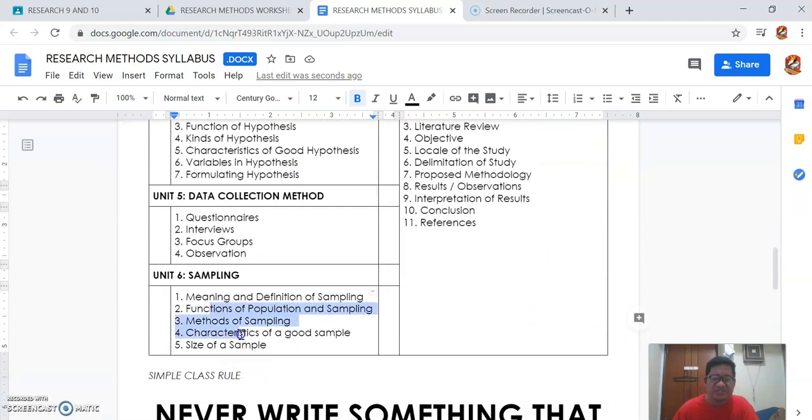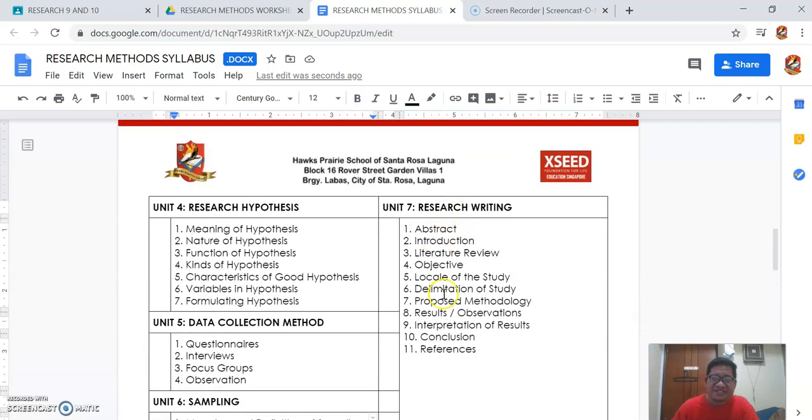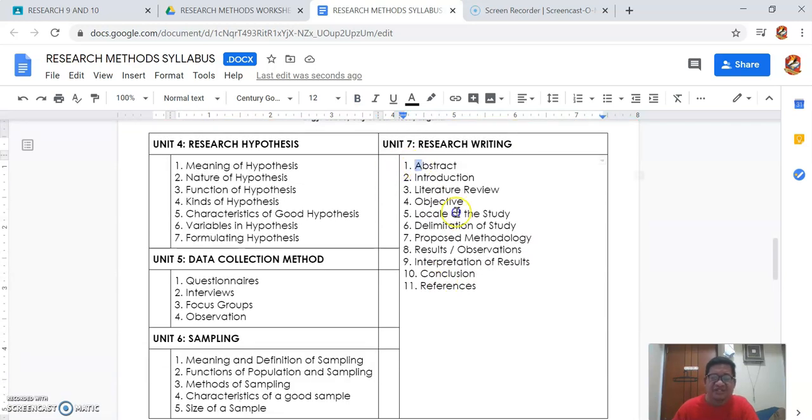Here we're going to learn some statistics, and unit 7 is the research writing itself. Basically, these are the parts of research. This is going to be the final parts of your research.